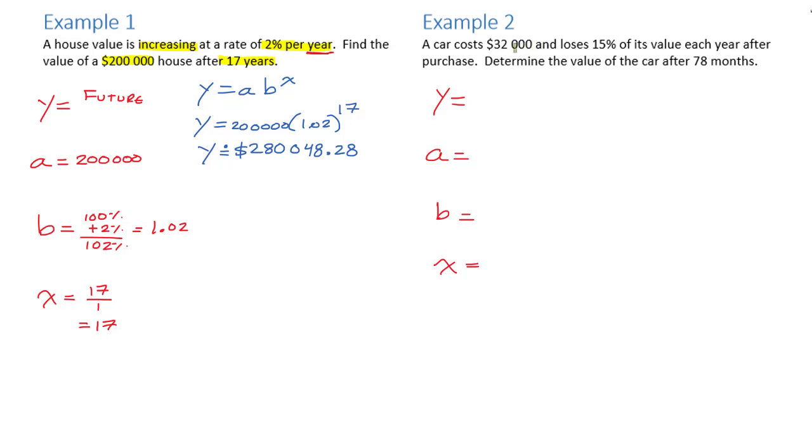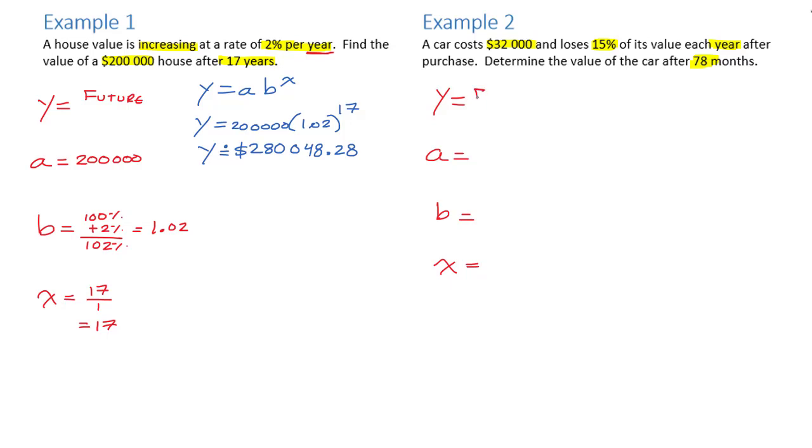Cars, houses might gain value, but cars tend to lose value, right? So you start with a $32,000 car. Almost every car loses value. They're a real money pit, as you'll find as you get older. It loses 15% of its value, right? Well, what's it going to be worth after 78 months? Now, it loses every year, but they're giving us this in months. So this is where we've got to be careful.